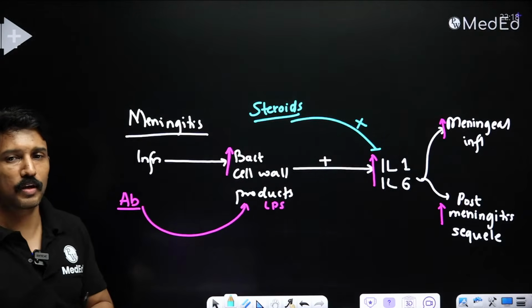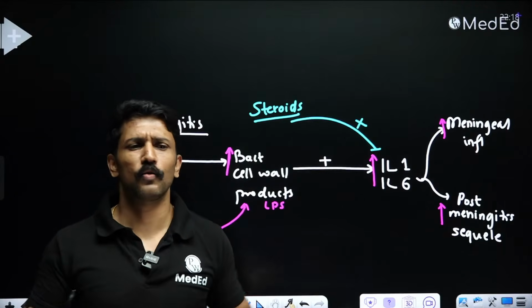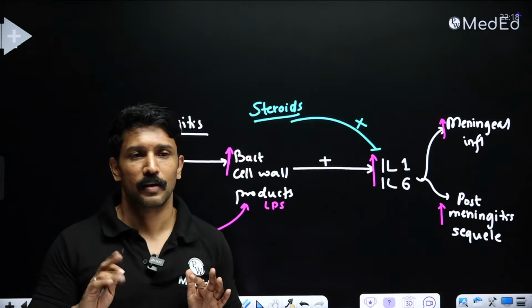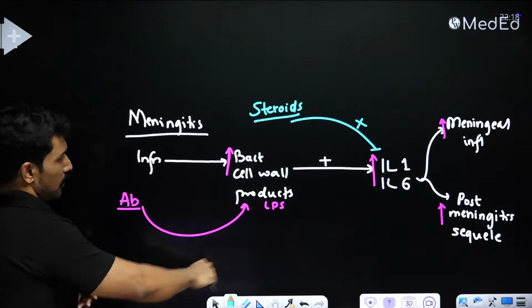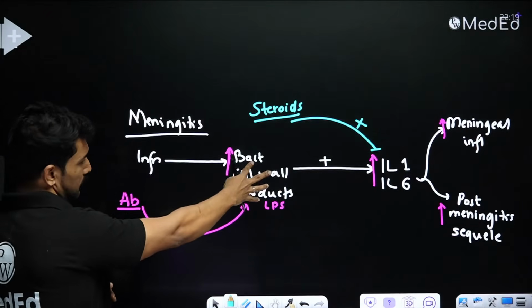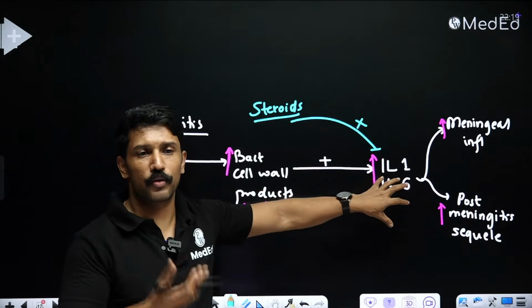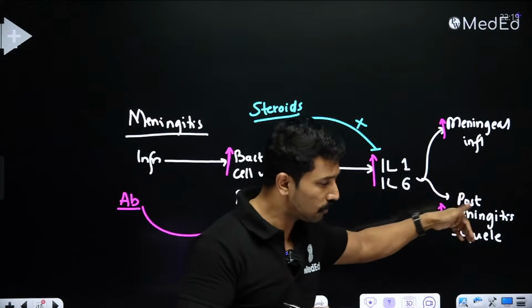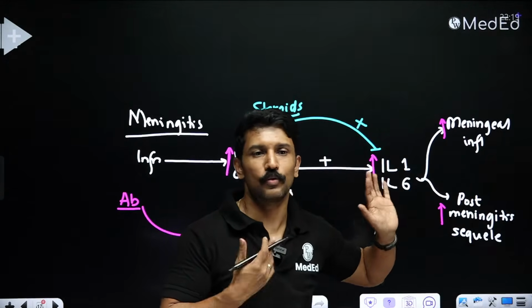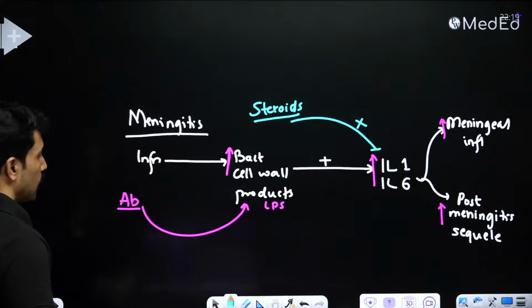Ideally, steroid should be given at least 15 minutes before the first dose of antibiotics, if not along with antibiotics. Definitely not after antibiotics. If I give after antibiotics, already antibiotic is given, it has broken down the bacterial cell, and the bacterial cell wall products would have stimulated your immune system, and your immune system would have made a lot of inflammatory cytokines, and this damage would have started. So I don't achieve what I wanted to achieve with the steroids, right? I hope you understood what I'm trying to say.